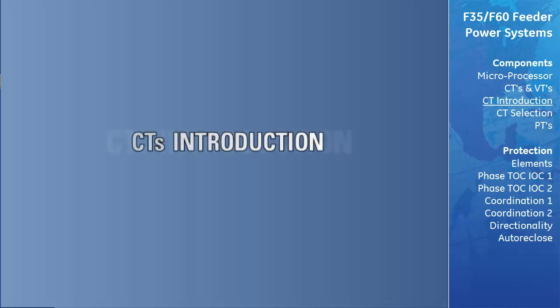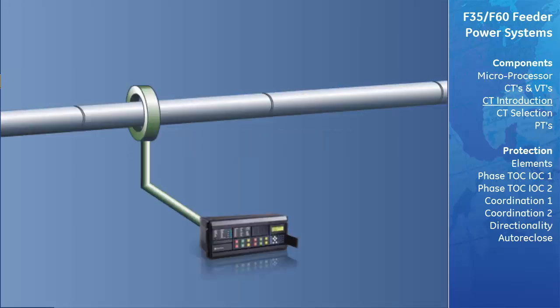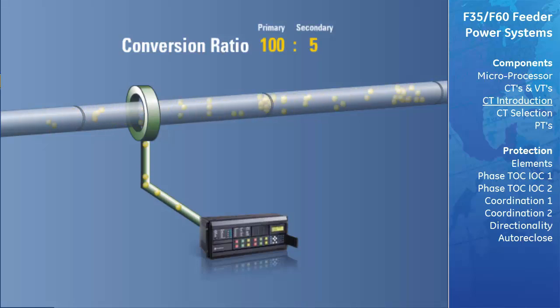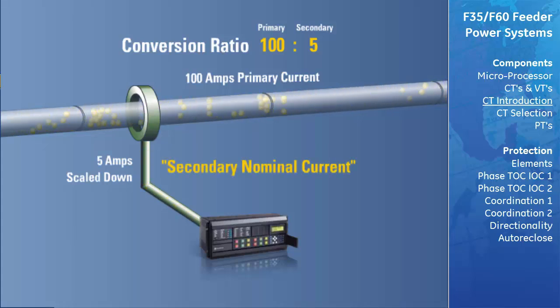CT's introduction. The function of a current transformer, or CT, is to take a current flowing through a wire or cable and step it down to a magnitude that a protective relay can measure. A primary characteristic of CTs is their conversion ratio. In this example, our conversion ratio is 100 to 5, meaning that if 100 amps are passed through the primary phase wire, the CT will scale this down to 5 amps and direct it to the relay via the secondary windings. The 5 amp measure is known as the secondary nominal current.